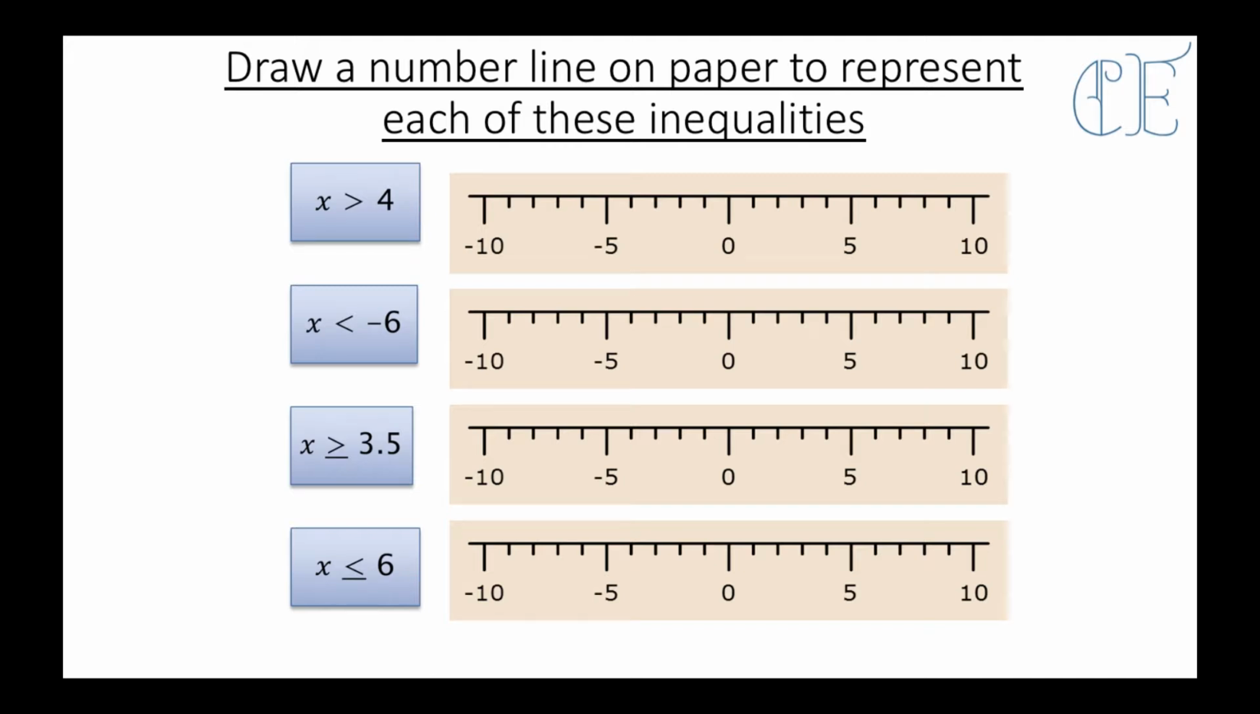Okay, if you've had a go, here are your answers. If you pause the video, let's go through them. So x is greater than 4, so we circle 4, and our line will go towards the greater side, and we leave this circle not coloured in. X is less than minus 6, so we circle minus 6 and draw the line that way. X is greater than or equal to 3.5, so we circle 3.5 and colour it in because it's an equal to. And x is less than or equal to 6, so we need to circle 6 and colour it in and put our line going that way.